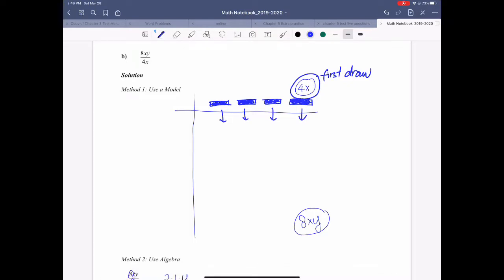xy, like I said before, x you can represent by a rectangle, y you can represent by an oval shape or star shape, who cares, okay? I'm just going to do an oval shape.